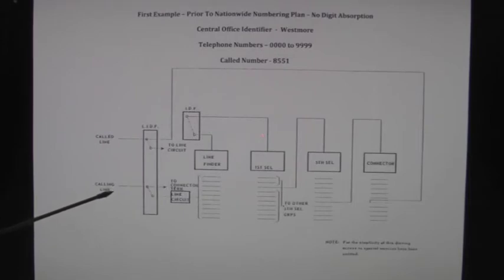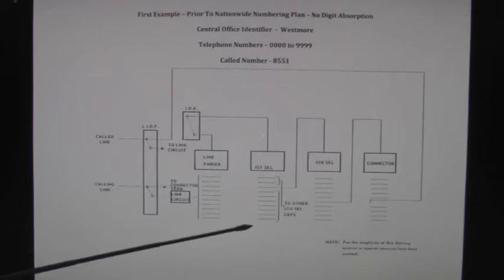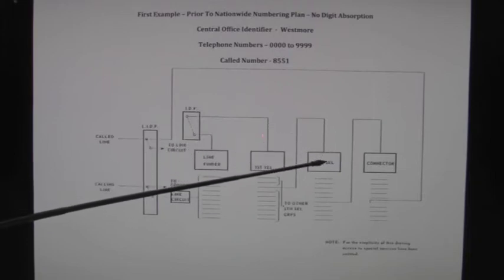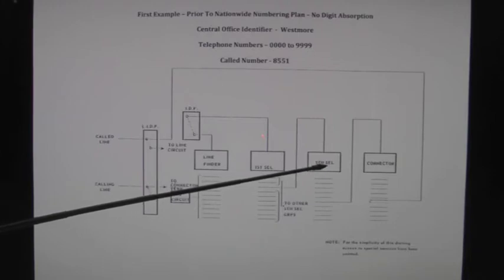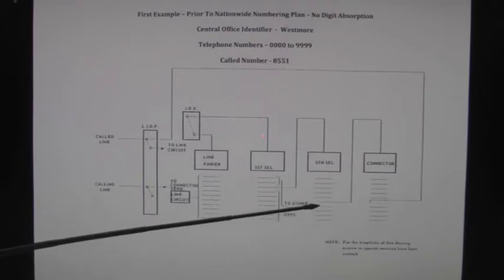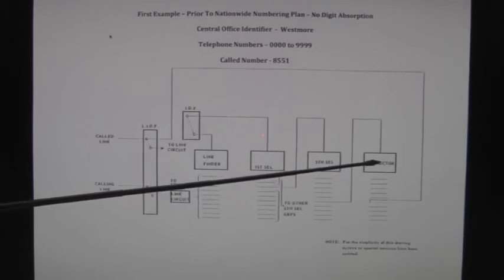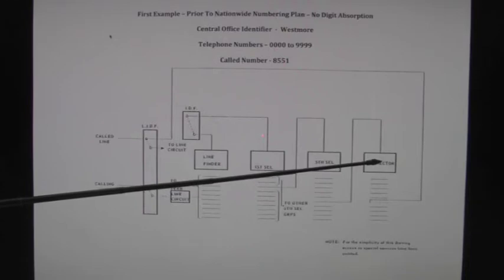The first digit that the calling line dials is an 8, so the first selector steps up to the 8th level and rotary hunts for a trunk to a 5th selector, finds an idle 5th selector and connects to it, seizes it. The 5th selector is now ready to receive the hundreds digit. The hundreds digit is a 5, so when the calling line dials the 5, the 5th selector steps up to the 5th level and rotary hunts for a trunk to the connector, finds an idle connector and connects to it. So the connector is seized and it's ready to receive the tens and units digit of the called number.